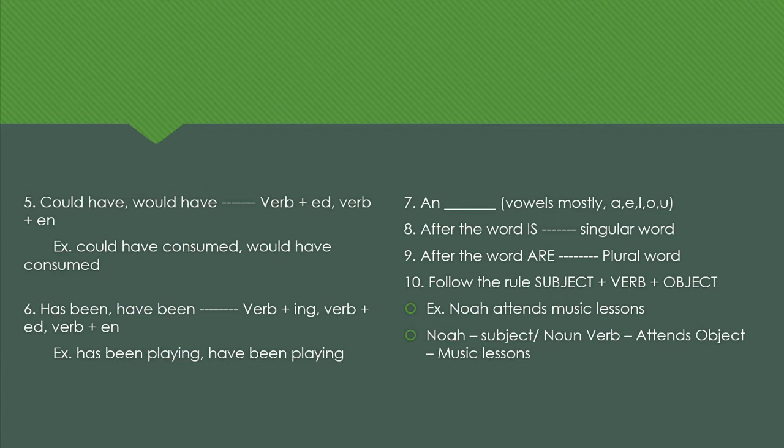Then next, if you see words such as could have or would have, the verb would definitely end in ed or en. For example, he could have consumed or would have consumed, right? So that makes sense. The next is if you see words such as has been or have been, then you can add ing or ed or en to your verb. For example, he has been playing or we have been playing. So it can depend.